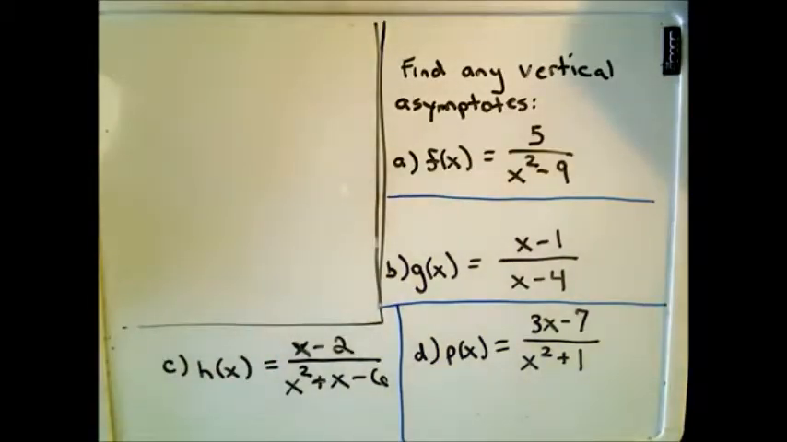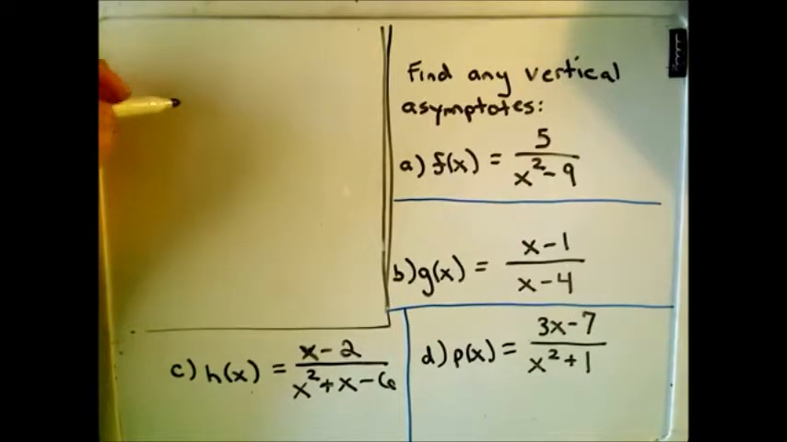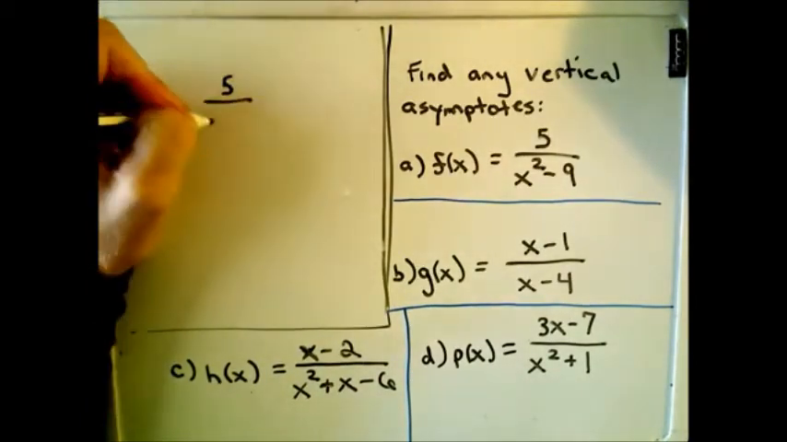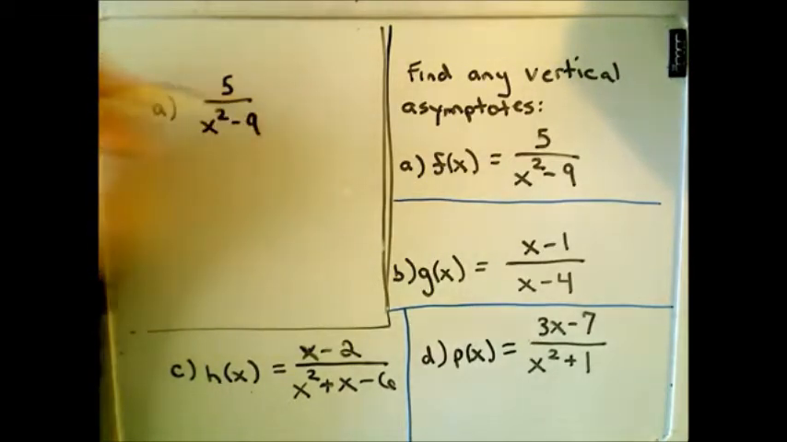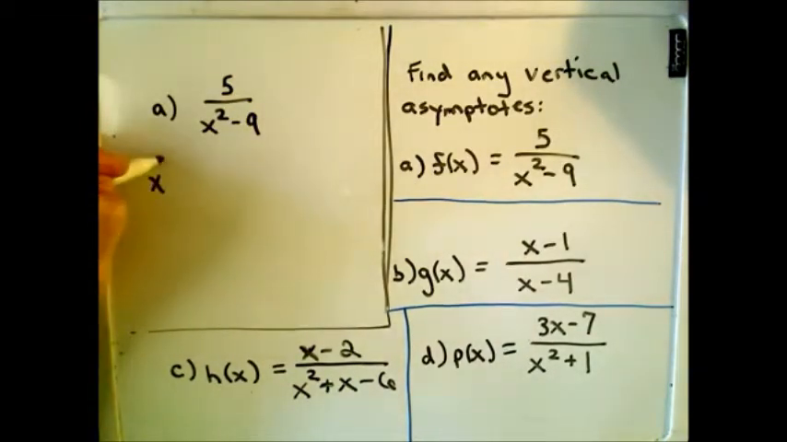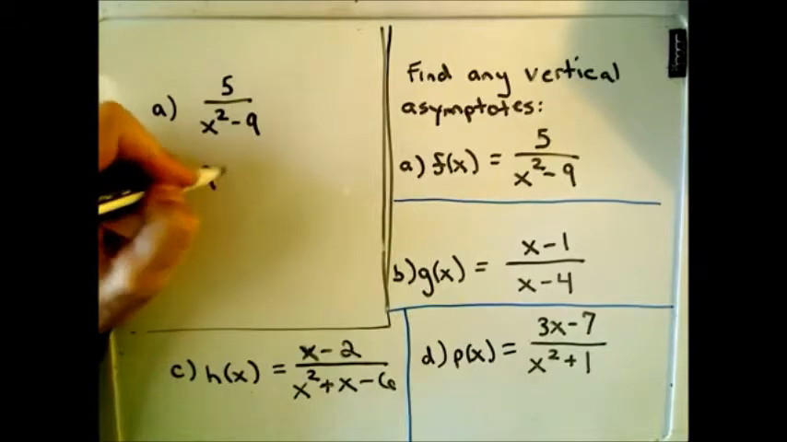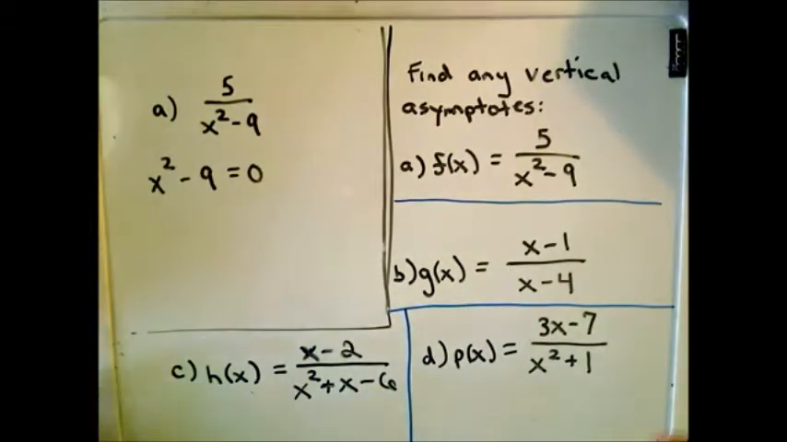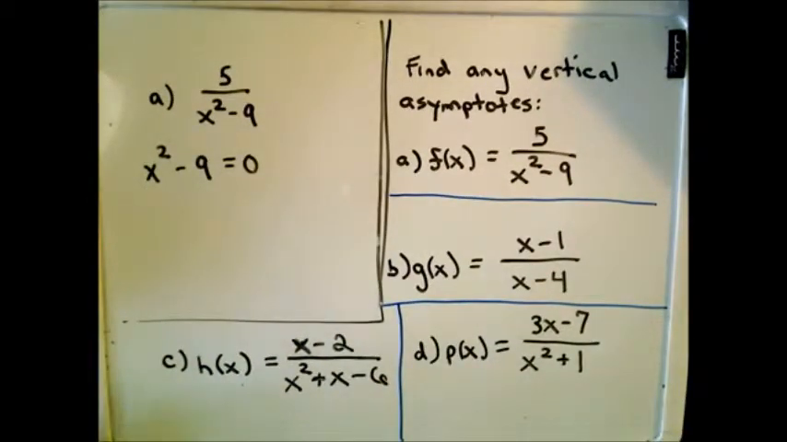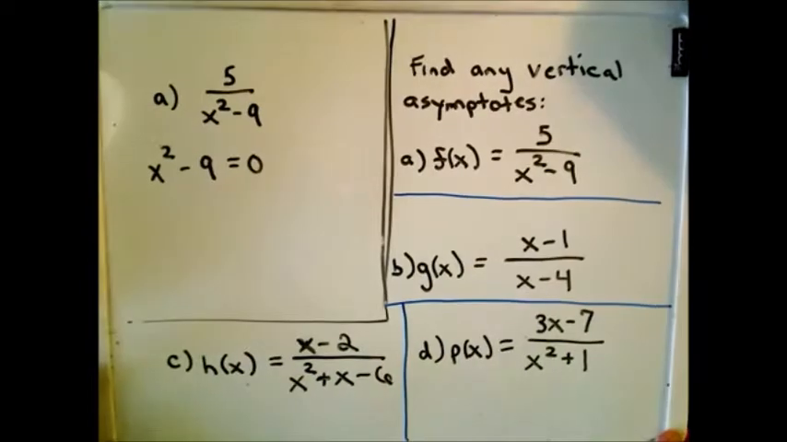So all I do for these, maybe let's look at A here real quick. 5 over x squared minus 9. All I do is first set the denominator equal to 0 and solve that. This is going to be the tedious part of finding vertical asymptotes, depending on what's in the denominator, you may have to use different techniques. Here I just have linear functions and quadratics, so they won't be too bad.